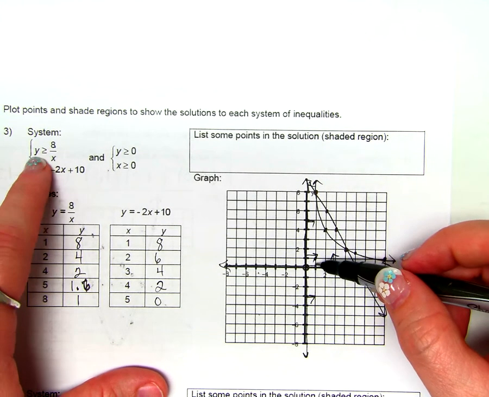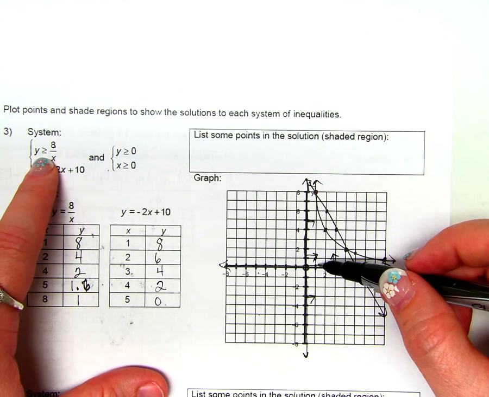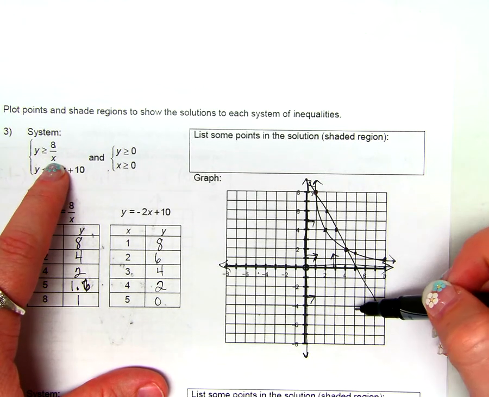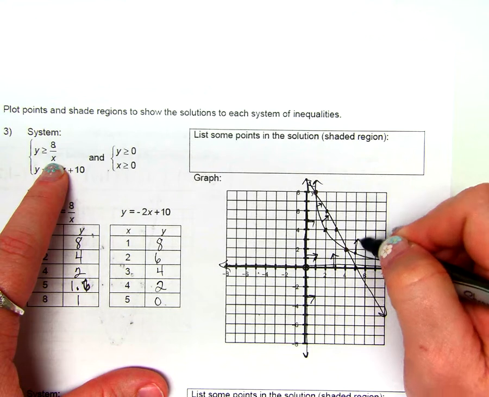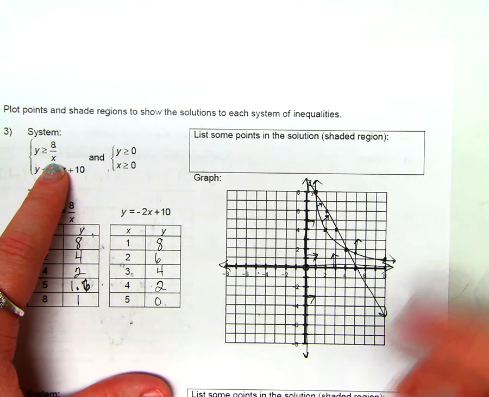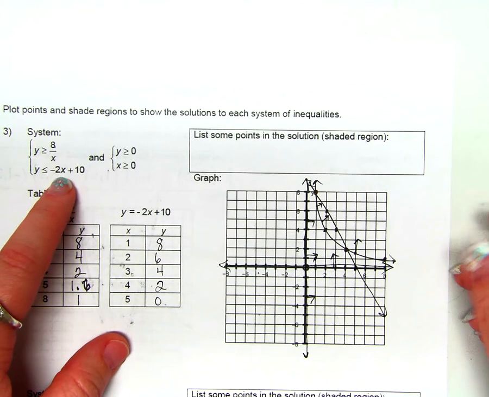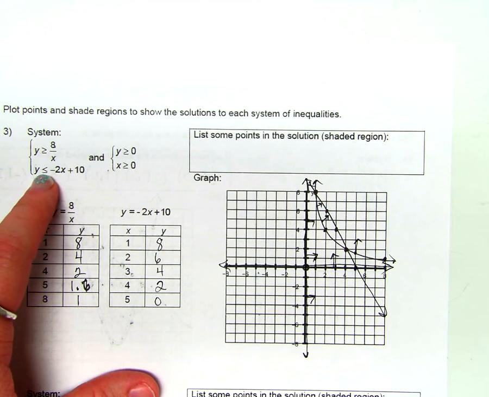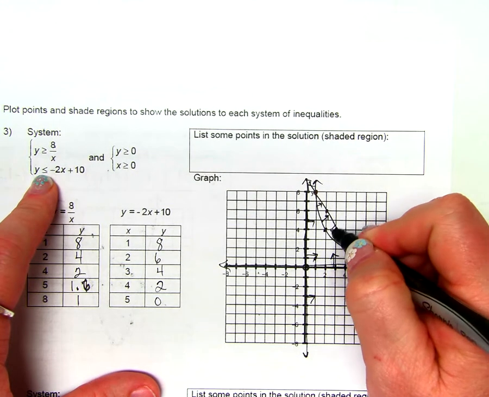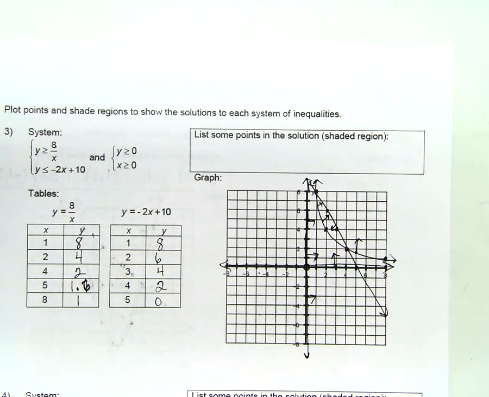If x is 1 and y is 1, is 1 greater than or equal to 8? No. So obviously I have to shade above my curve. My swoop, excuse me. Okay? What about my line? Where am I shading for my line? It's less than or equal, so it is below. So where's the only place on this whole graph where all 4 of these inequalities work?